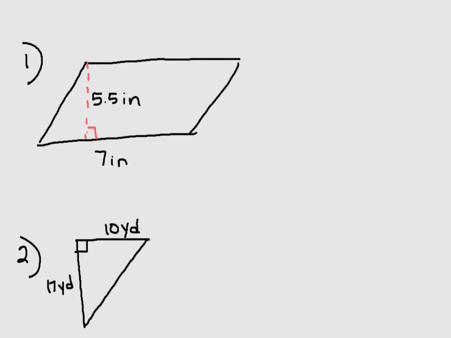Please copy down this parallelogram and label the parts. Okay, so because it's a parallelogram, the first thing I'm going to do is copy down the formula that I need. So for area of a parallelogram, area equals base times height. In order to locate the base and the height, I'm always going to look for that right angle.